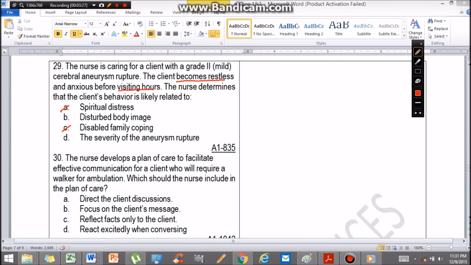So by this, you can have a clue what's the right answer. The answer here is B, disturbed body image. Now, you might be asking, why is there disturbed body image?